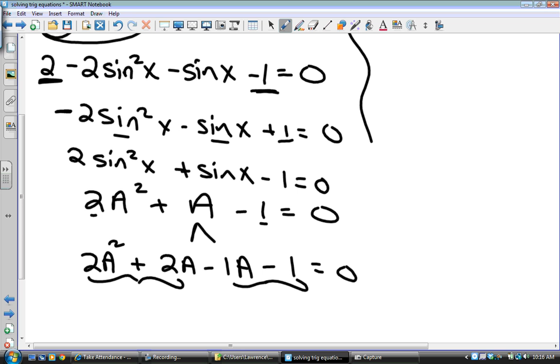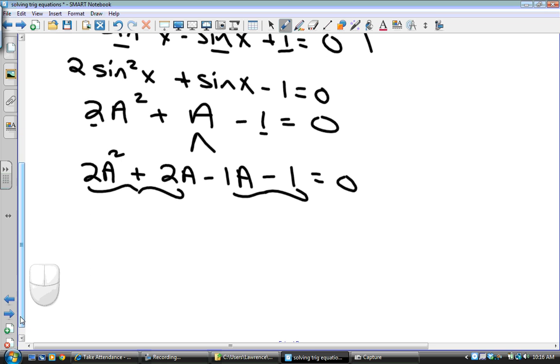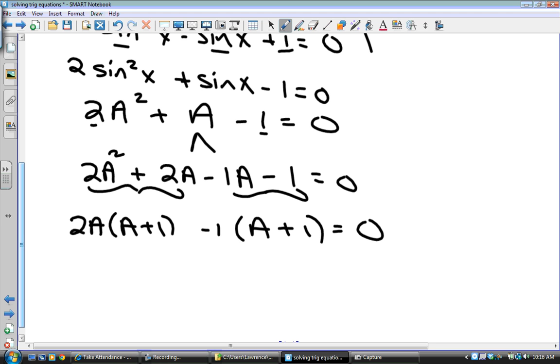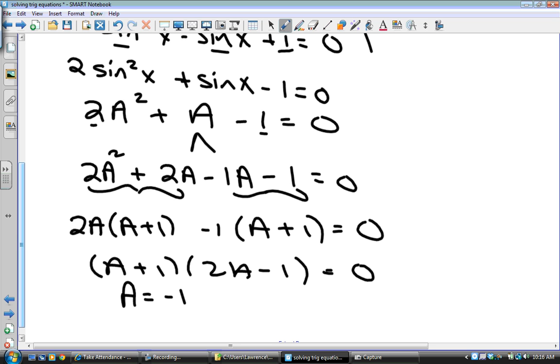Okay, so now I'm going to group them. All right, so we get 2A times A plus 1. If I take out a negative 1, that'll leave me with A plus 1. Yeah, A plus 1 times 2A minus 1. So A would be equal to negative 1 and 1/2. Okay, now what's A?